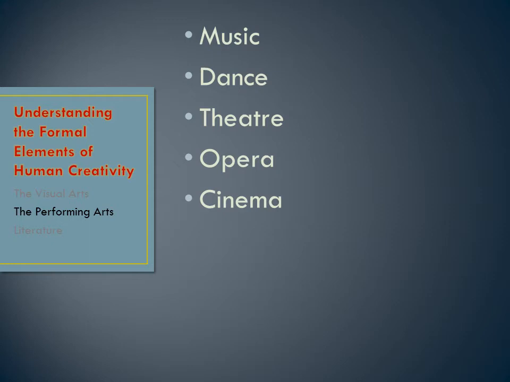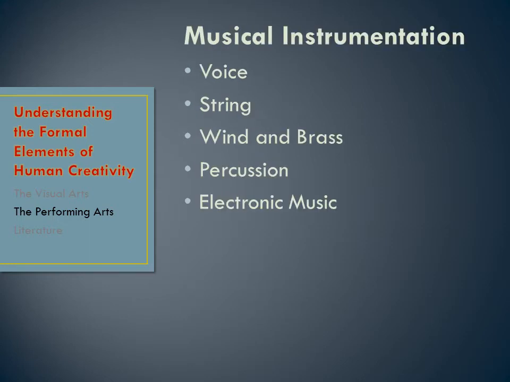In looking at the performing arts, we're going to look at 5 basic areas: music, dance, theater, opera, and cinema, or film and video comprises cinema. Opera is a type of performance art that combines music, dance, and theater all together. And so we'll talk about all 5 of these. Let's move on.